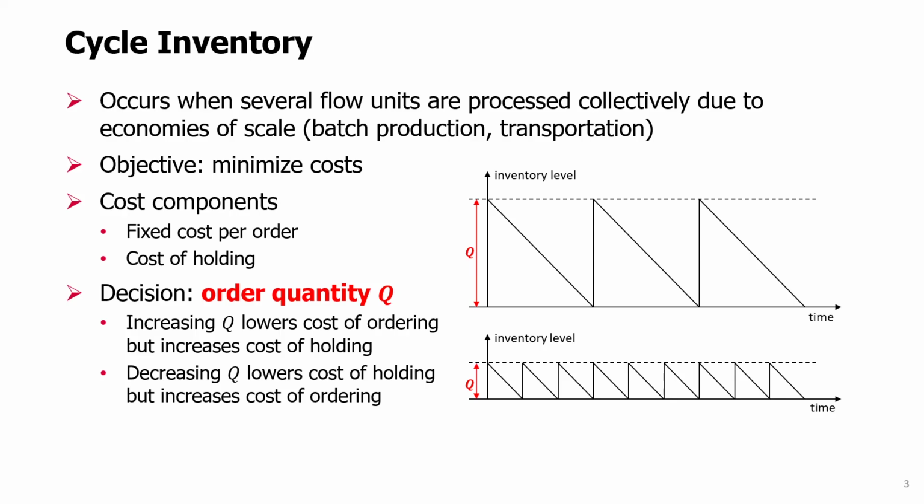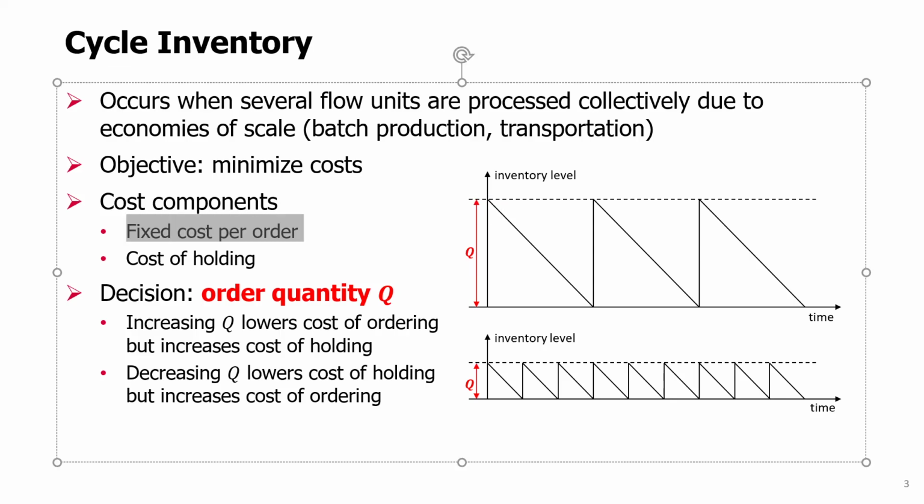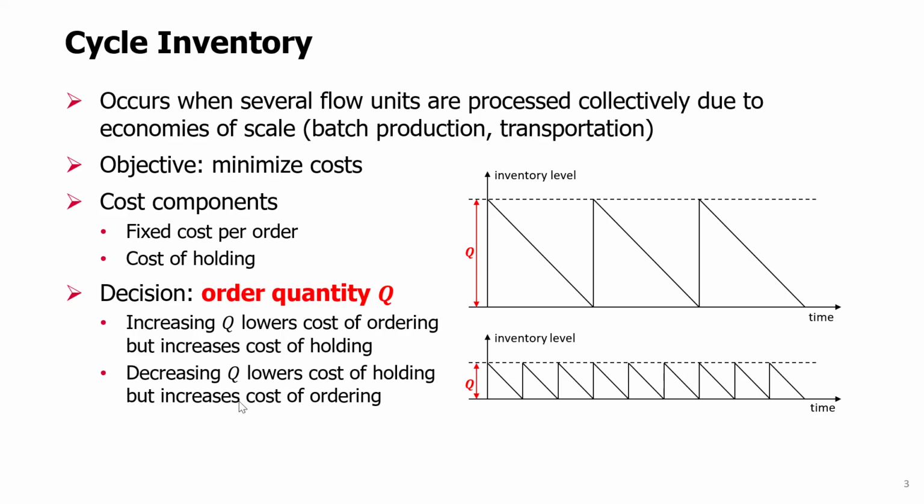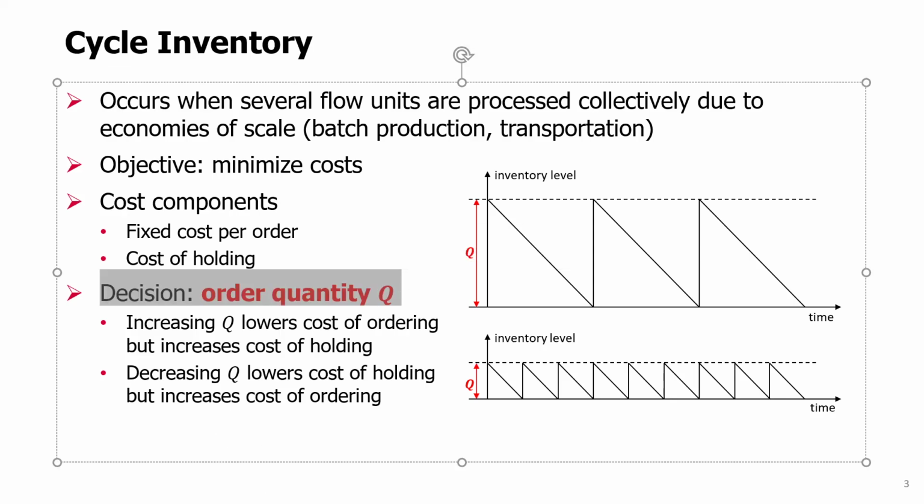Cycle inventory occurs when several flow units are processed collectively due to economies of scale, for example, in batch production or in transportation. The objective normally for this decision is to minimize costs, and the 2 main components of the cost are fixed cost per order and cost of holding. And the main decision that we have is how much to order, what should the order quantity be.